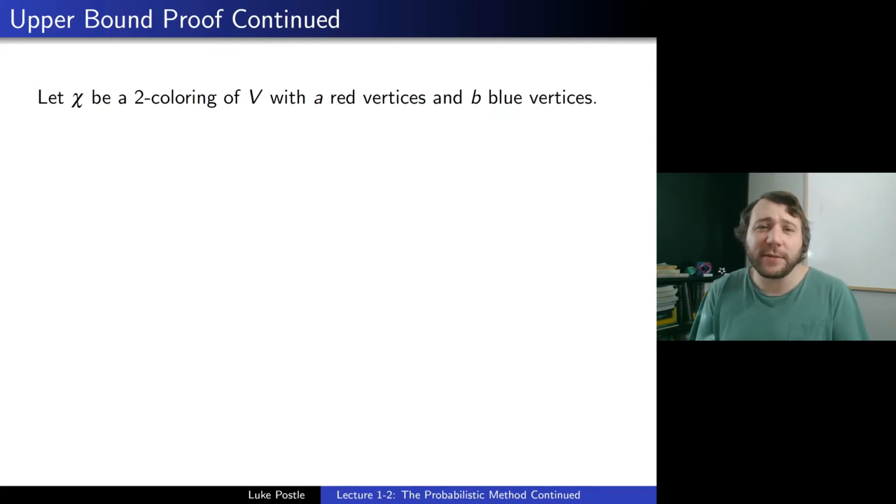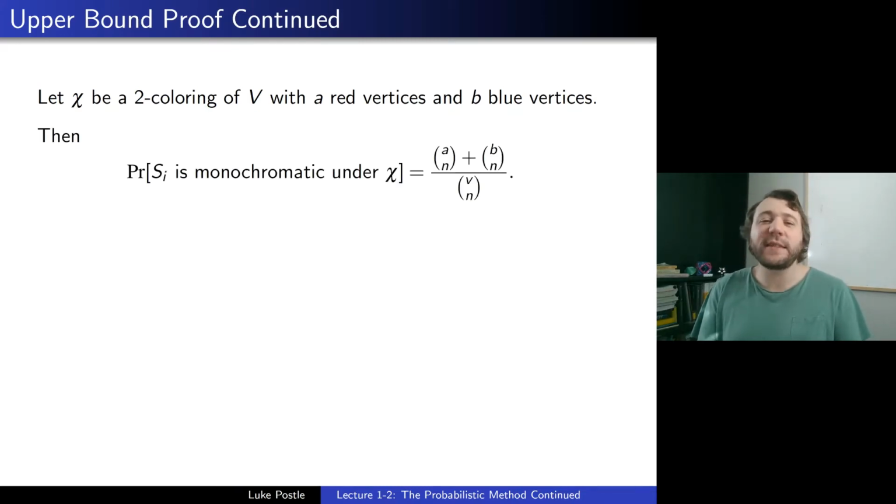So let chi be a 2-coloring of V with A red vertices and B blue vertices. So here's the important point. We have red color and blue color, say, and a coloring will have some number of red vertices and blue vertices. So let's just fix the number here. Clearly B is going to be equal to V minus A. And now what we are after is: what's the probability that S_i is monochromatic under chi?